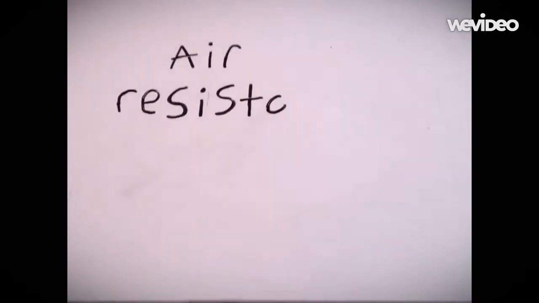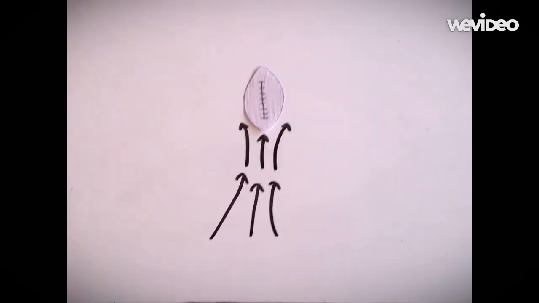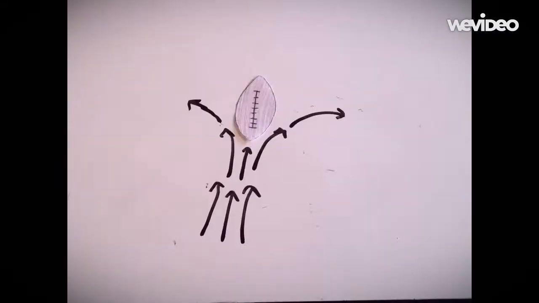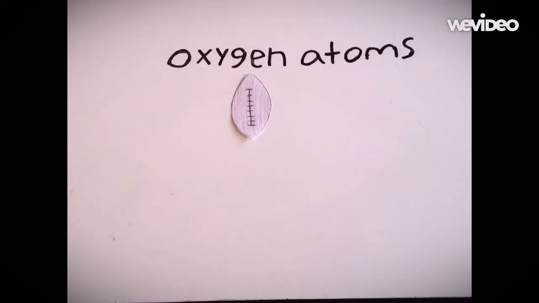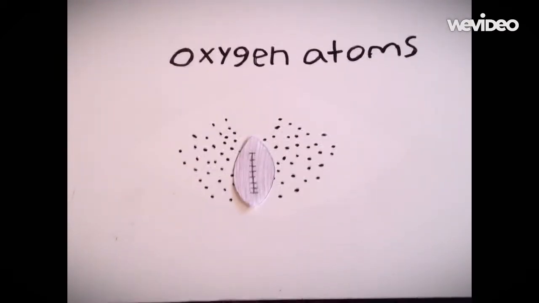Now let's talk about air resistance. As the ball flies through the air, air is pushing up on it, causing friction and causing it to slow down. What's causing it to slow down is oxygen atoms in the air. The more oxygen atoms in the air, the slower it goes, the more friction.